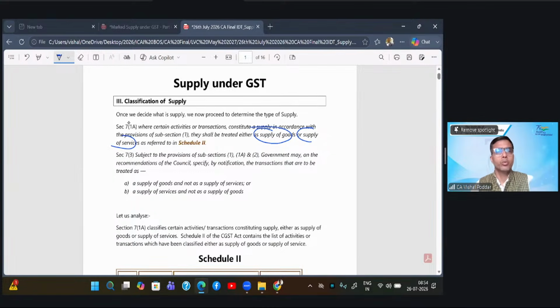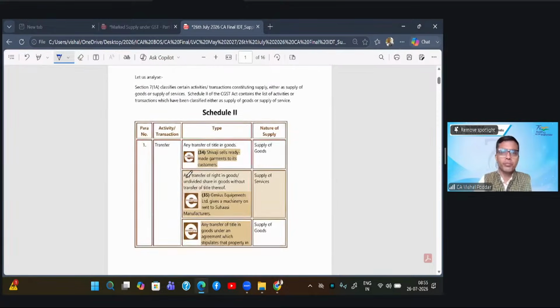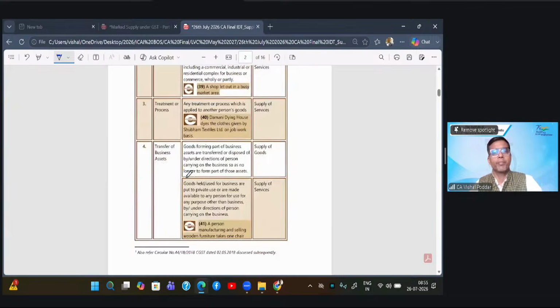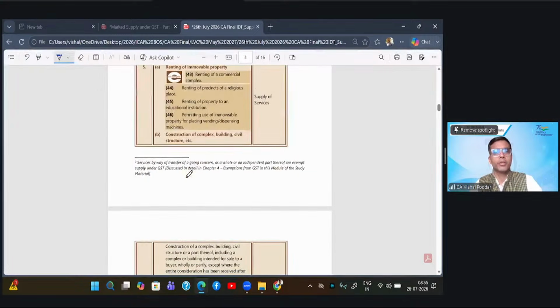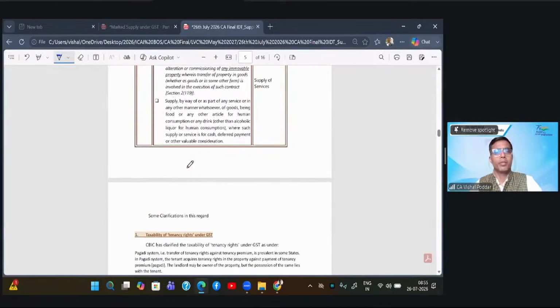Now, there are two provisions in section 7 which determine this. Section 7(1) says that to determine classification, refer to Schedule 2, and Section 7(3) says that for determining classification, the government will give notification. So in two ways you can determine whether your supply is supply of goods or supply of service. Let us start with Schedule 2. In Schedule 2, students, multiple transactions are listed, and for all these transactions, they have given on the right-hand side whether it should be treated as supply of goods or supply of service.